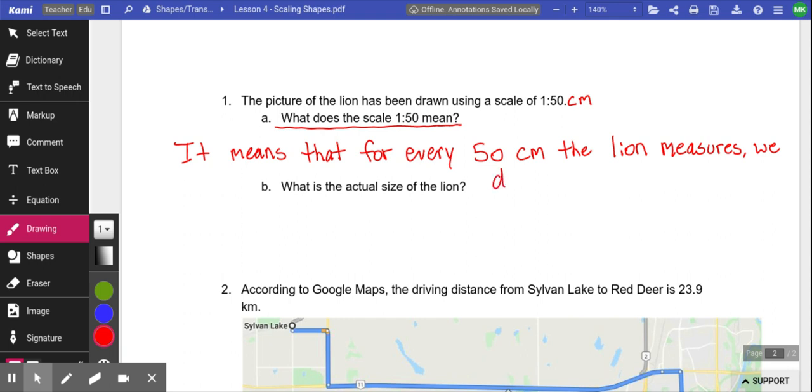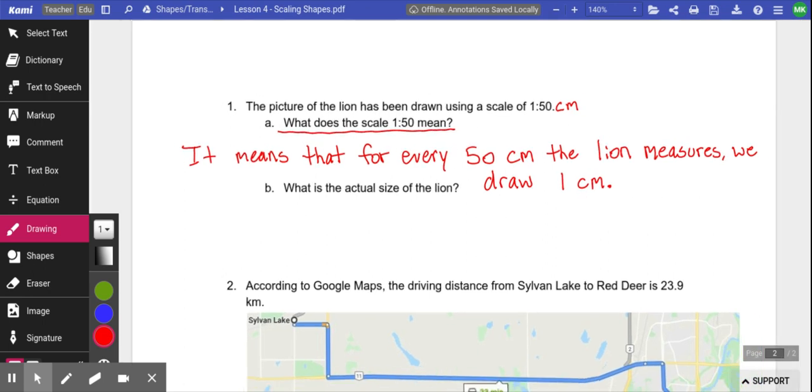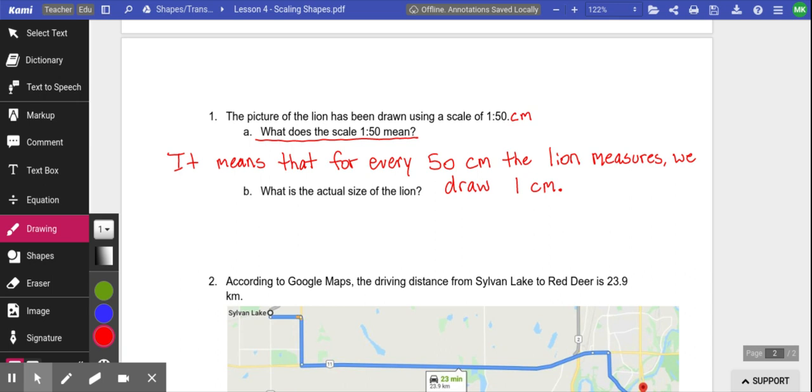We draw 1 centimeter. All right, this thing is definitely getting smaller, right? If I'm looking at that, the new length would be 1 centimeter. The actual length would be 50 centimeters. What is the actual size of the lion? Something's missing here. Give me a second.